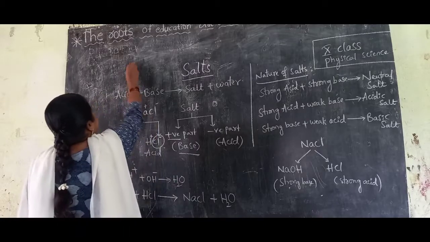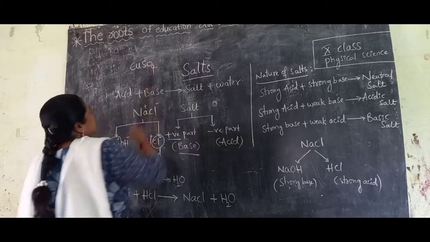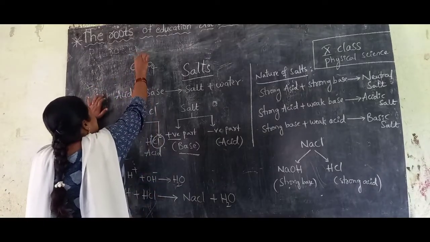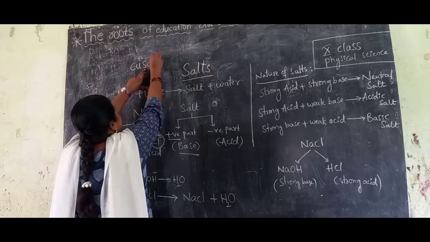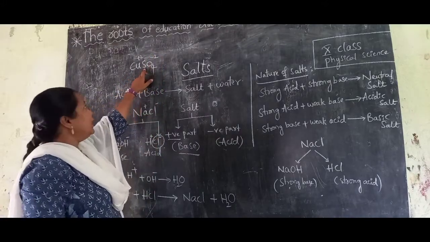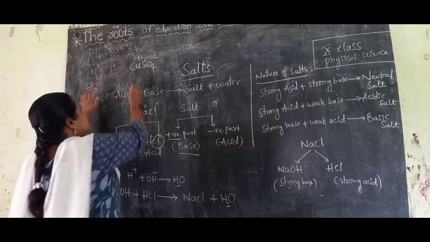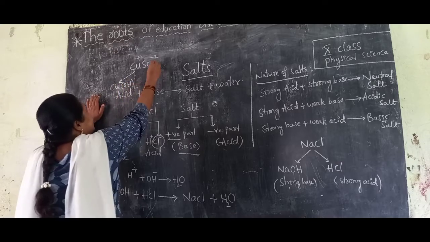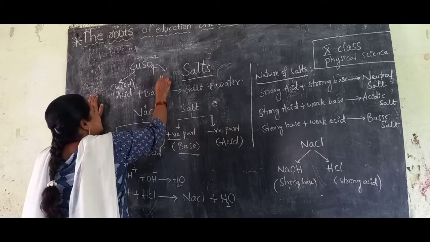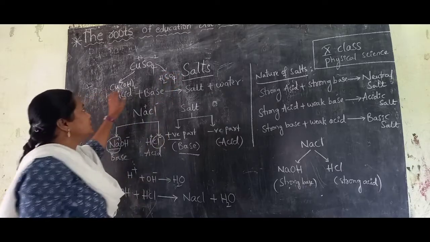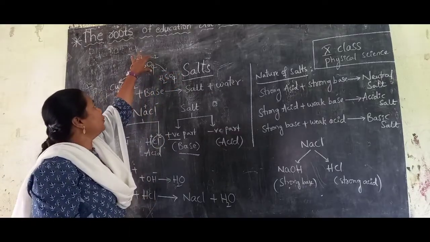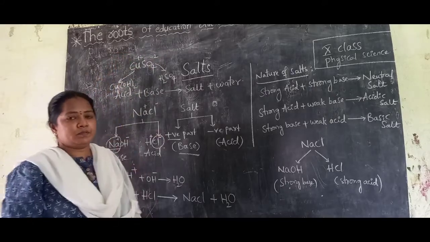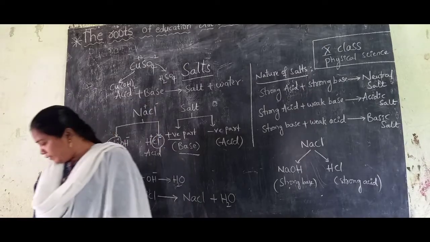For example, if we take the salt copper sulfate, in this also two parts are there. The positive part is Cu 2 plus and the negative part is sulfate, SO4 2 minus. The positive part comes from a base, that is copper hydroxide, Cu(OH)2. And the negative part comes from an acid, that is sulfuric acid, H2SO4. Like this, for any salt, the negative part comes from an acid and the positive part comes from a base. Okay.